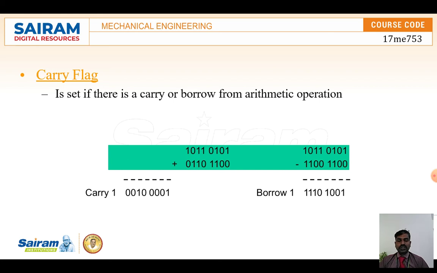So the two numbers we are going to add or subtract, whatever it is, when you are adding these two, 1011 and 0101, with 01101100, the output we are getting is 00100001, and the extra 1 will be carried. So here carry 1 will be set when we have a carry. And here you can see a borrow in terms of subtracting. When we are subtracting that value, we need a borrow for subtracting.